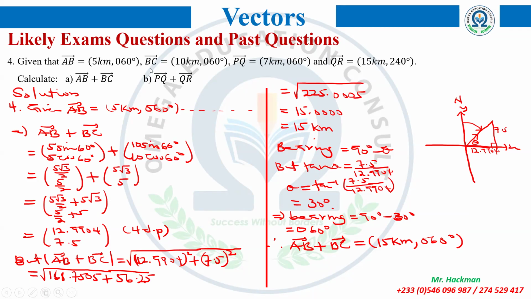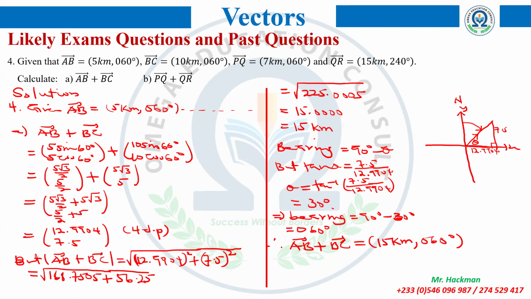But with this one, this is not a special situation. The vector PQ plus the vector QR, they don't have the same bearing. So you cannot add their magnitudes and keep the common bearing as your result here. Is my point well made?